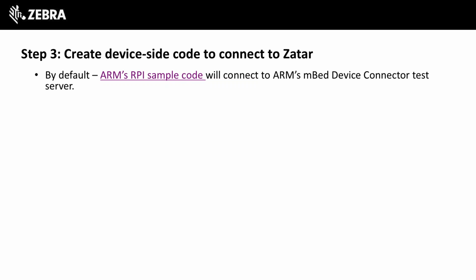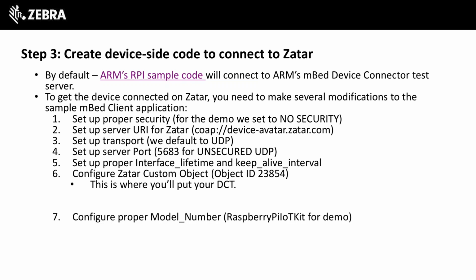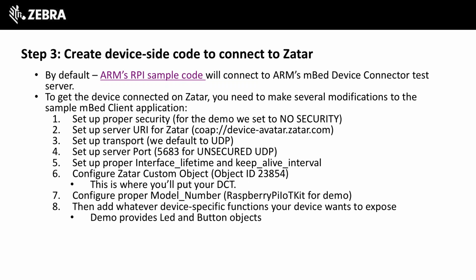And if you want to hook this thing up to a different cloud service, be it Zatar or otherwise, there's a few things you have to do. And for Zatar, these are the things you need to do. I've listed them out here. You need to understand how to set up the security. We're not using any security for the demo, but you need to know how to set that up. You need to obviously point it to the right server. You need to understand the transport and whatever port is being used by that server for that transport. There's a few other parameters you need to set up, the interface lifetime and keep alive.